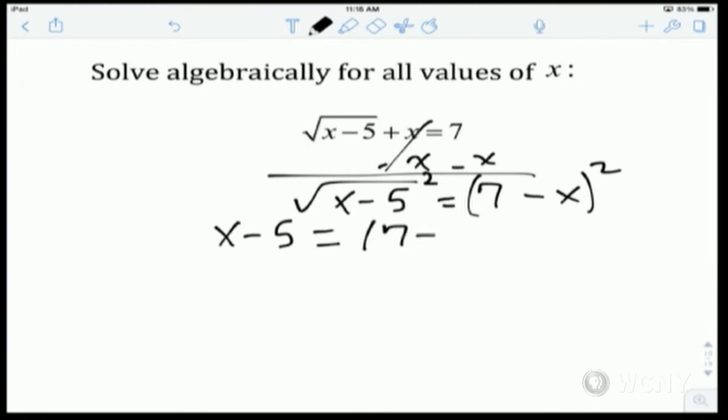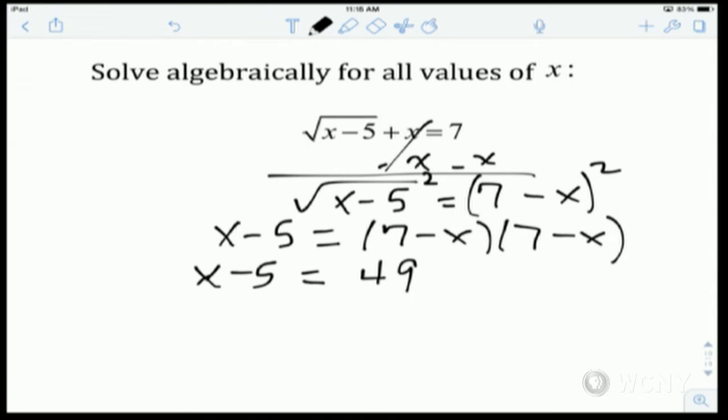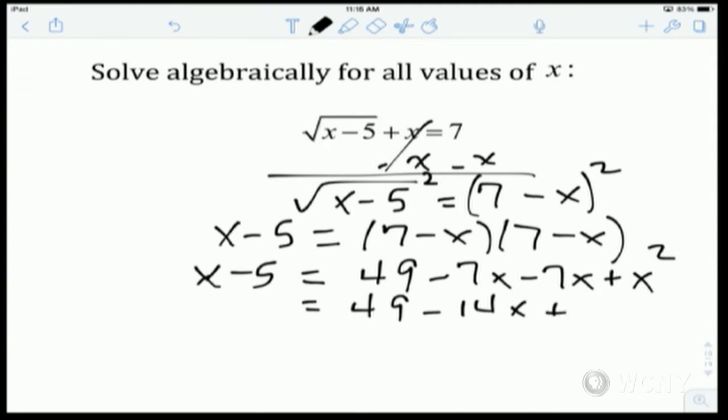I strongly suggest you write it out as 7 minus x multiplied by itself. That's what squaring means. A lot of students will just square the parts inside and you lose a part, and that will give you a wrong answer. So always write that out to be safe. Okay, so we have x minus 5 equals 7 minus x times 7 minus x. You're going to double distribute this. Some of you call that FOIL. 49 minus 7x minus 7x plus x squared. We can combine like terms on the right. We have 49 minus 14x plus x squared.